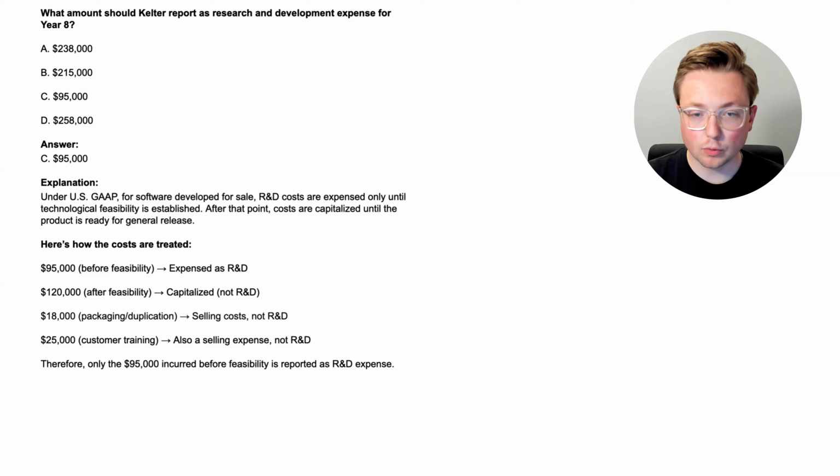So let's go through this. This is one more thing that you need to know. Under US GAAP, for software developed for sale, R&D costs are expensed only until technological feasibility is established. After that point, costs are capitalized until the product is ready for general release. And if you remember, we did talk about that point right there, the capitalized costs for software development. We talked about that in a previous video, but right now we're talking about the research and development before that.